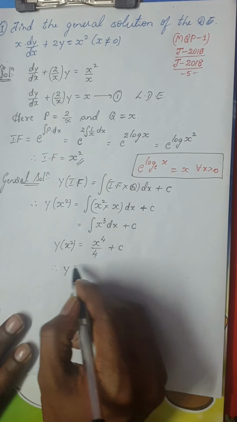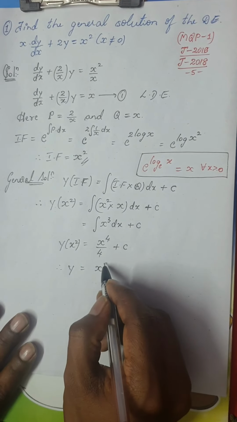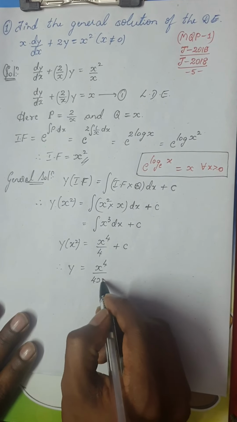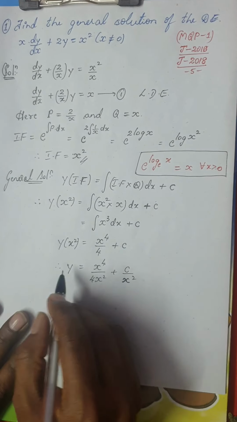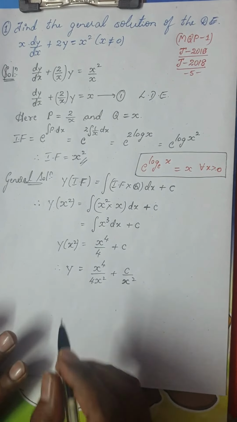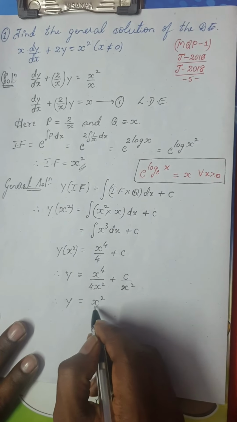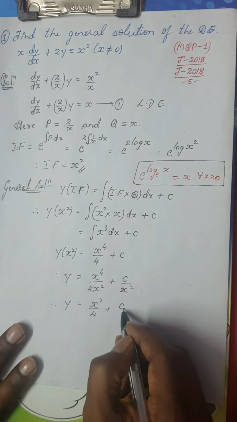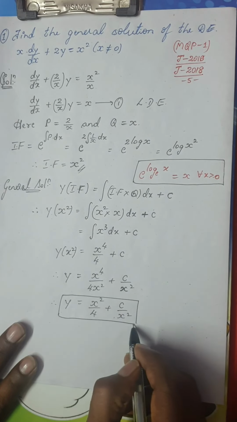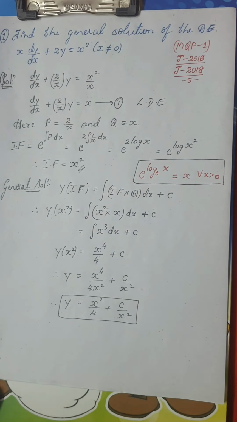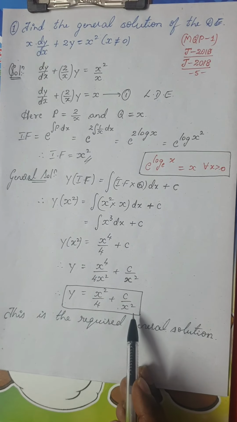Therefore, this is enough as a general solution, or else if you divide by x square, you will get x power 4 divided by 4 into x square plus c divided by x square, because I am writing it in the form of y is equal to. That's it. Therefore y is equal to, the x square term gets cancelled, you will get x square divided by 4 plus c divided by x square. Okay, frame it, and this is the required general solution.